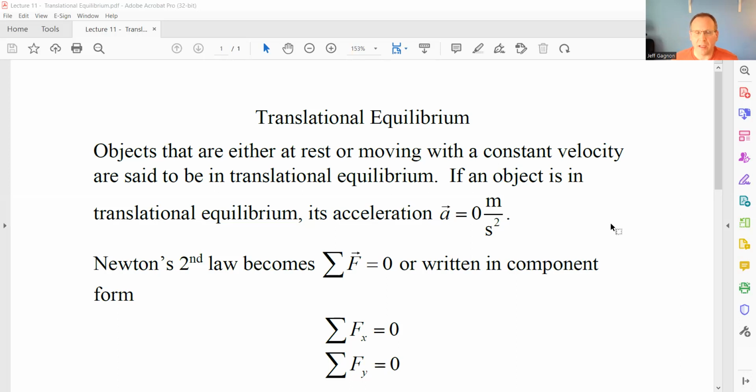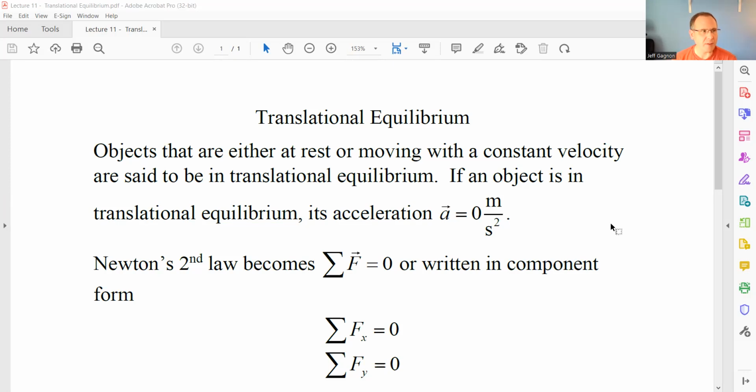This first lecture is going to talk about objects that are in what's called translational equilibrium. So basically, objects that are either at rest or moving with a constant velocity are said to be in translational equilibrium. Actually, most of the cases that we deal with will be objects at rest, but if the object is moving at a constant velocity, that's also considered to be translational equilibrium.